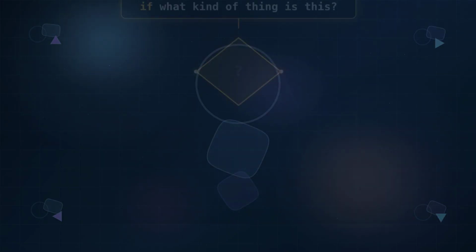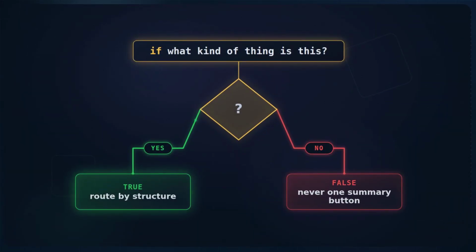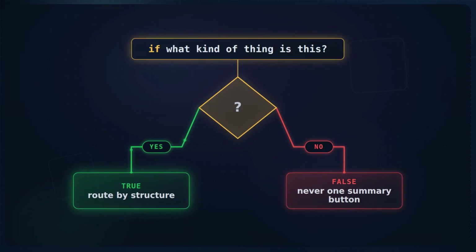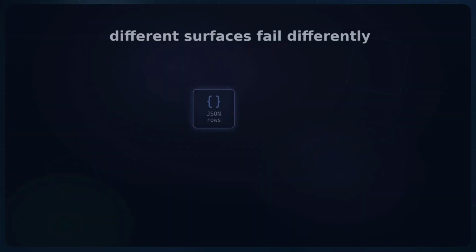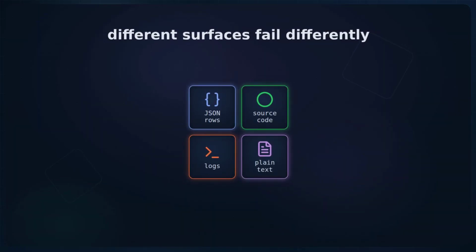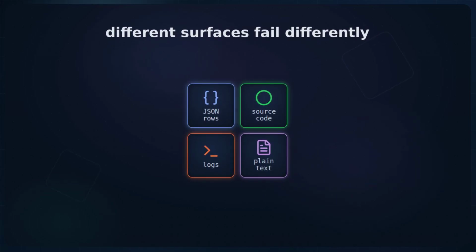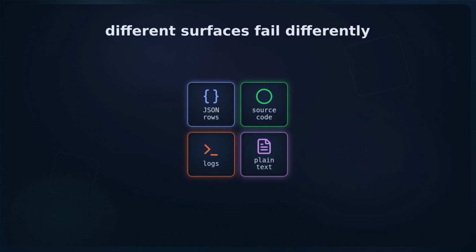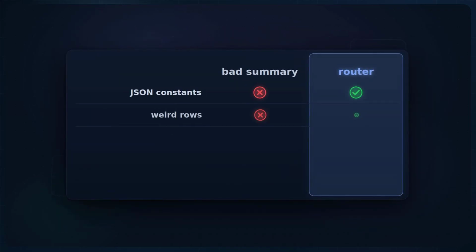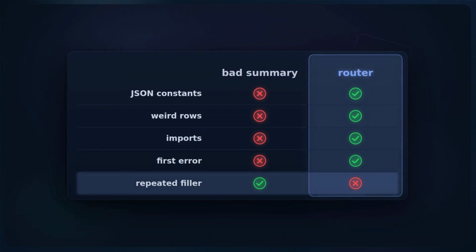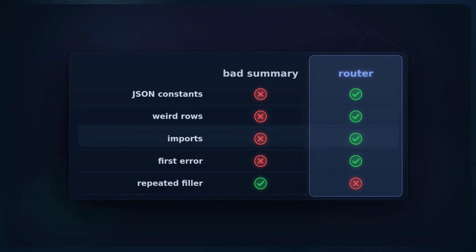This is the part that makes Headroom more than a nicer truncation function. The router does not ask, how do I make this smaller in the abstract? It asks, what kind of thing am I looking at? A huge JSON response usually has repeated keys, repeated shapes, and a small number of unusual rows. Smart Crusher can factor out constants, sample boring regions, and keep the weird points that are more likely to carry the answer. Source code has a different failure mode.